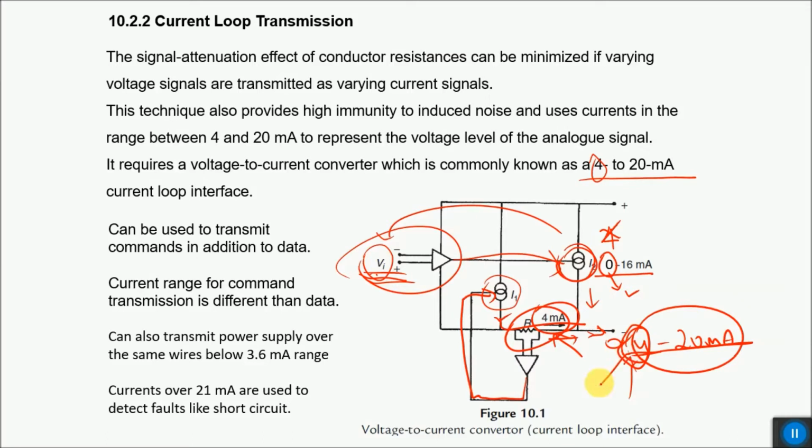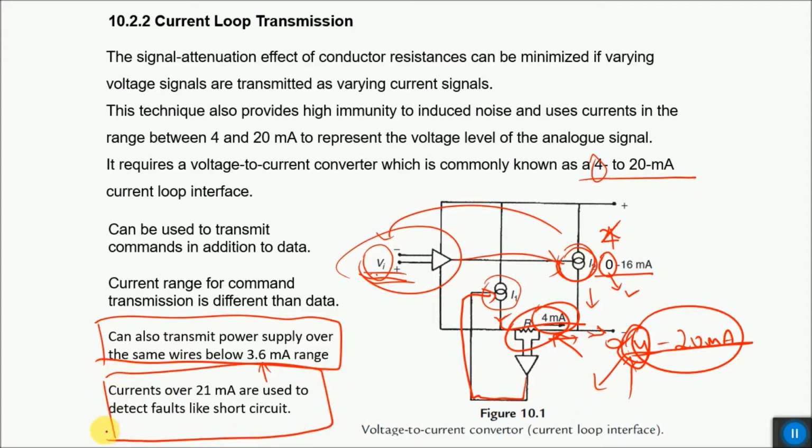So if it is less than 4, we know that there is some problem, some error in the power supply. As we can see here, the power supply issues are determined if the current is below 3.6 milliamperes, that is the tolerance, and currents over 21 milliamperes are used to detect faults like short circuit. So 4 to 20 is your data range. Outside this is your fault detection.